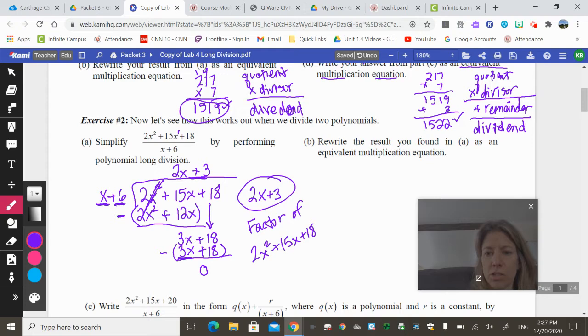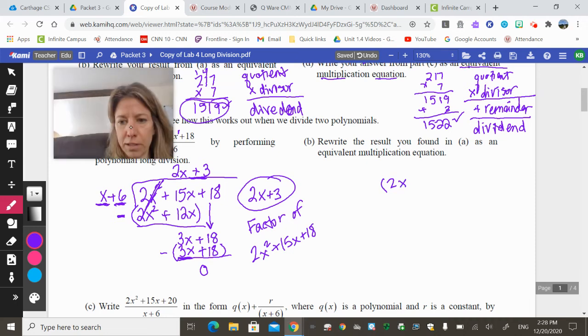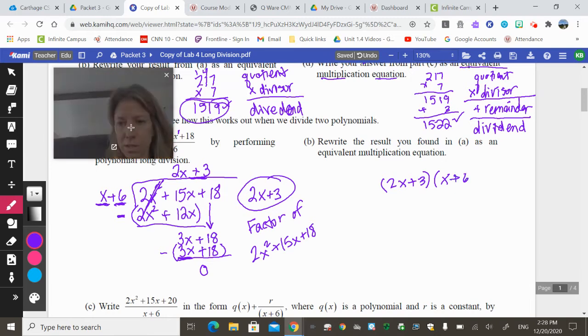Okay, now it says to rewrite it as an equivalent multiplication equation. So basically what I'm going to do is check my answer by multiplication. We take the quotient, which is 2x plus 3, and multiply it by the divisor, which is x plus 6. And when we multiply polynomials, we set it up like this.